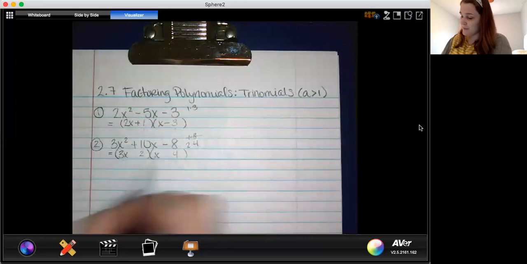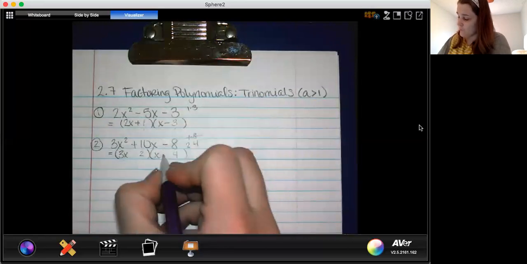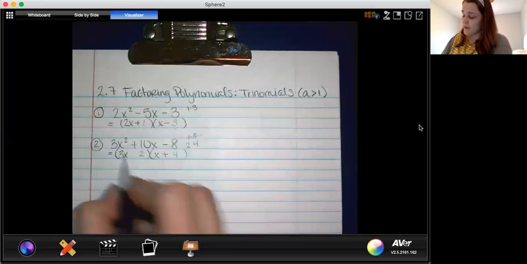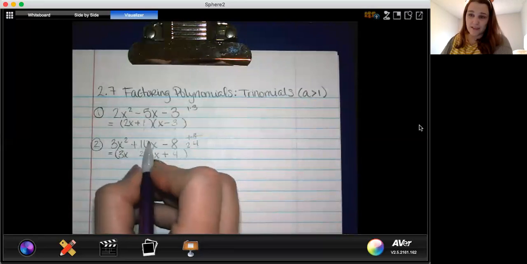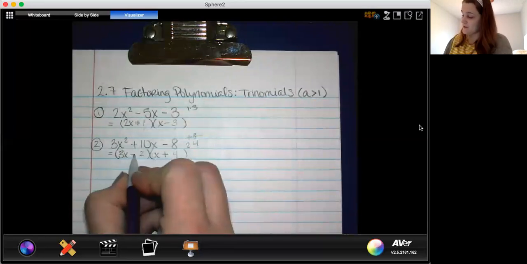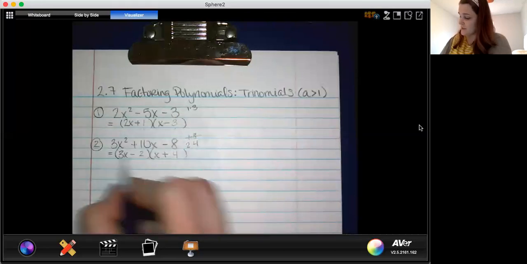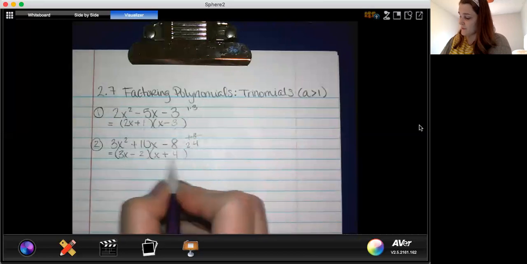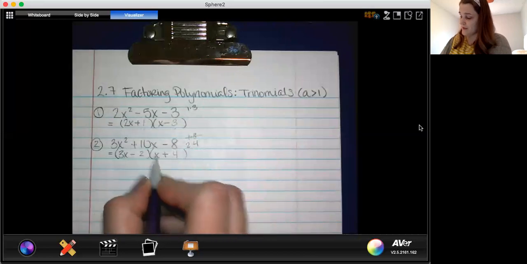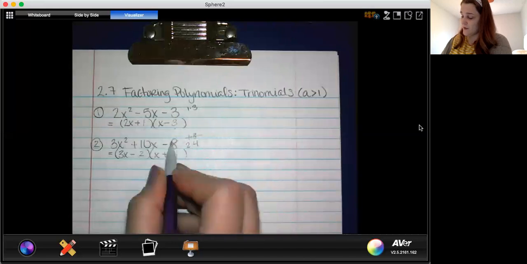So which one needs to be positive? Well, the 4 should be positive because we want the greater number, 12x, and then we would minus the 2x. Okay, and so now we are done with that problem. And again, you can self-check. 3x times x, 3x squared. 3x times 4, 12x, minus 2x. Negative 2 times 4 is negative 8.